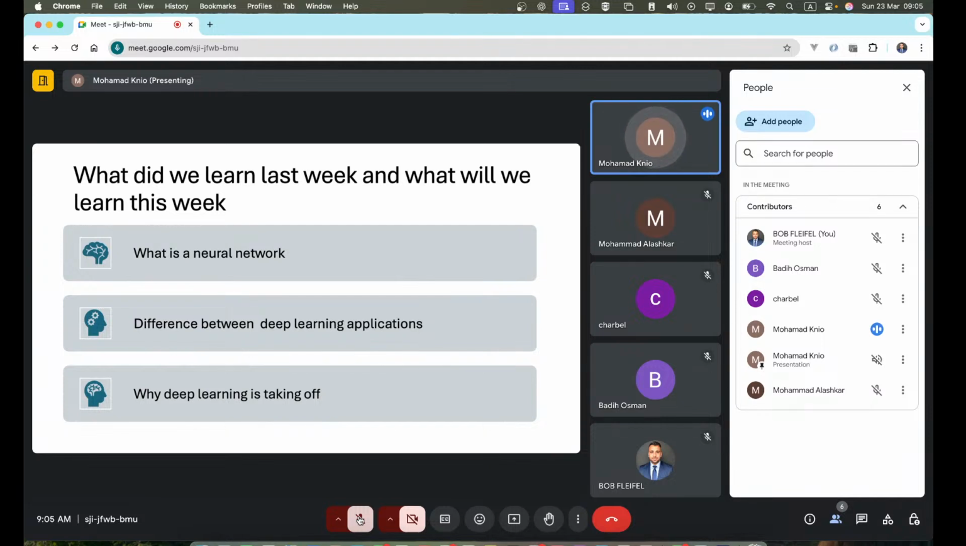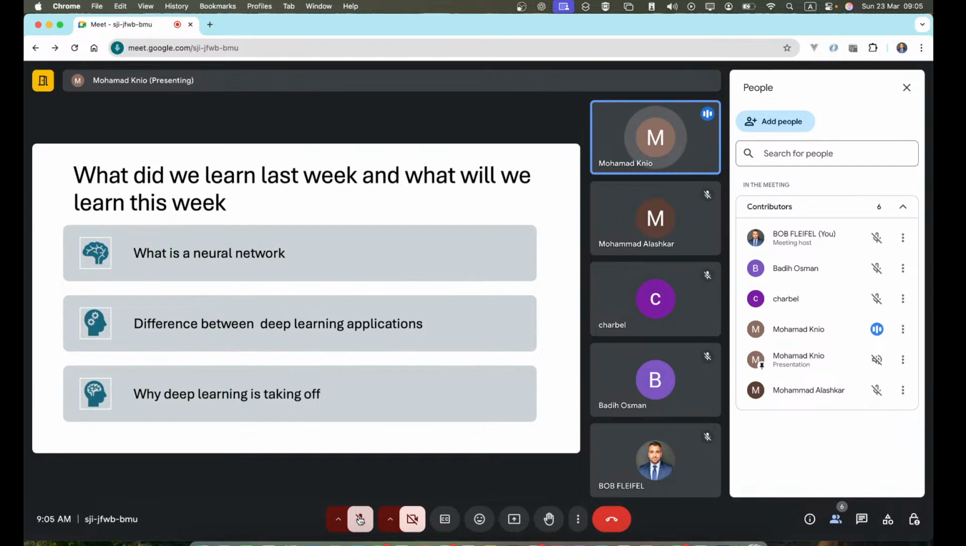And then we also talked about the differences between deep learning applications, and we can use it on machine translation, we can use it on computer vision and autonomous driving. Okay, so there are many applications where we can use neural networks. Every neural network, every application has a different way of doing things.